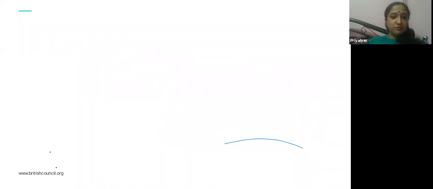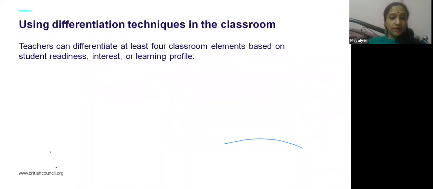So we'll move on now. Soumen started off with what differentiation means and why it's important. Now we're going into the classroom aspect of differentiation, as to how we can actually try out these differentiation techniques or activities in the classroom.